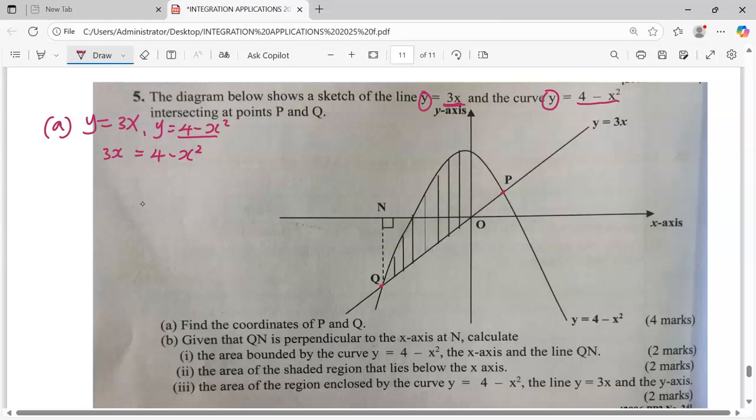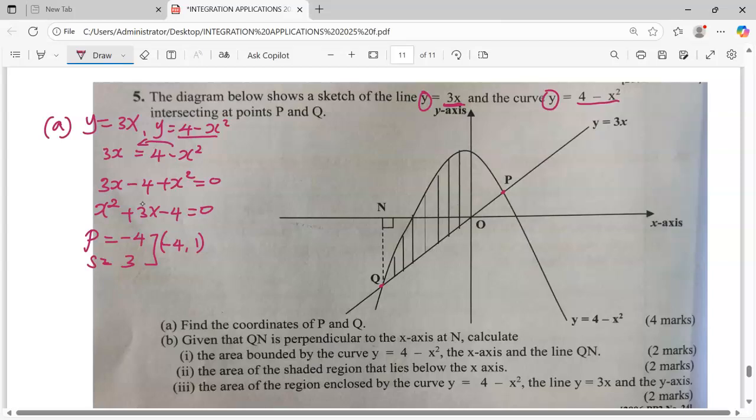At this point, we can move all this to this other side such that we are going to have 3x minus 4 plus x squared being equal to 0. We reorganize the two such that we begin with the quadratic term plus 3x minus 4, and this one is going to be equal to 0. This is a quadratic equation that we are going to solve using the product sum factor method. The product is going to be negative 4 and the sum is positive 3. The two factors will be equal to negative 4 and positive 1.